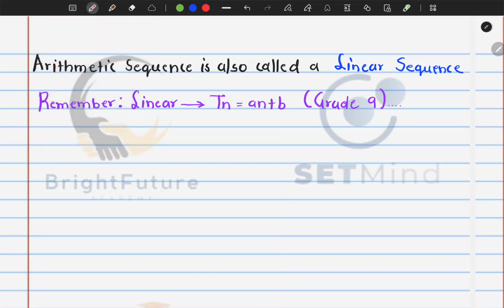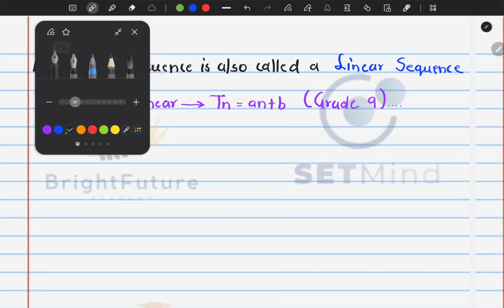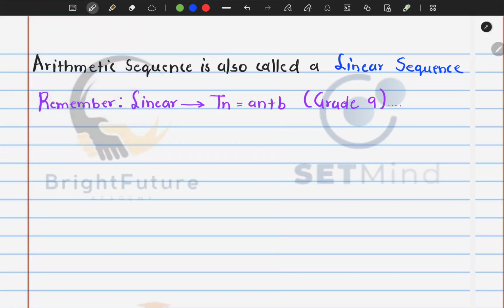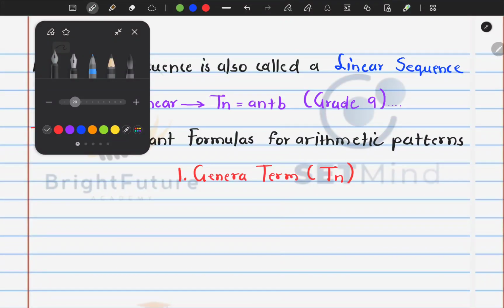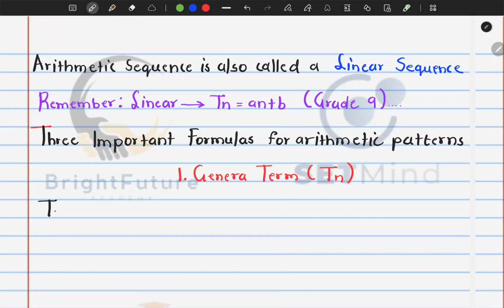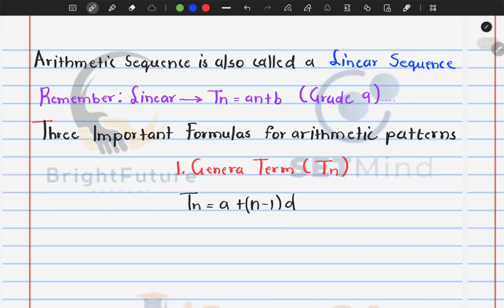But what I want to bring to your attention are 3 important formulas that you need to understand when we are talking about arithmetic sequences. The first formula which you need to be aware of is the formula that describes the general term. For our course, we will refer to the general term as Tn. So the general term is given by this expression here. Our Tn is given by a plus n minus 1 times d.